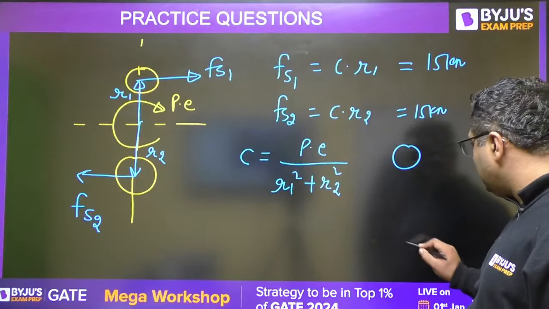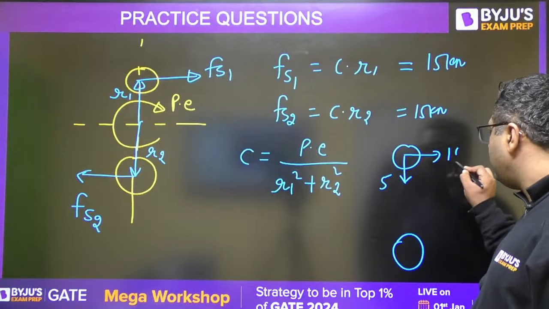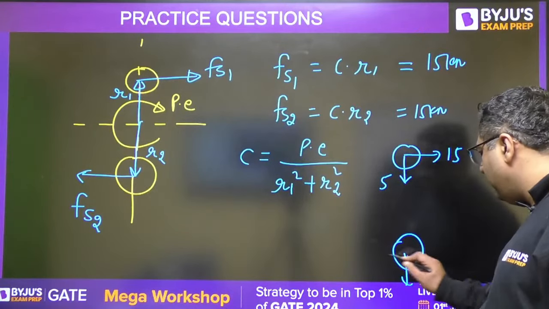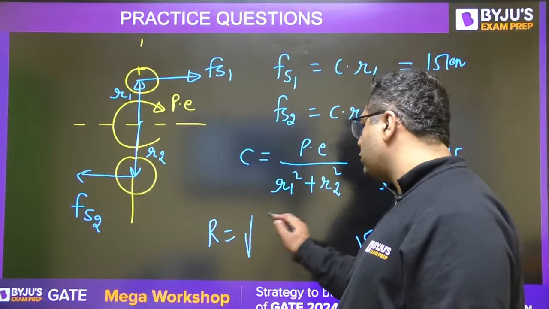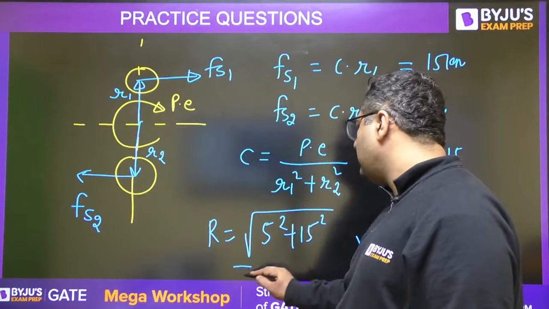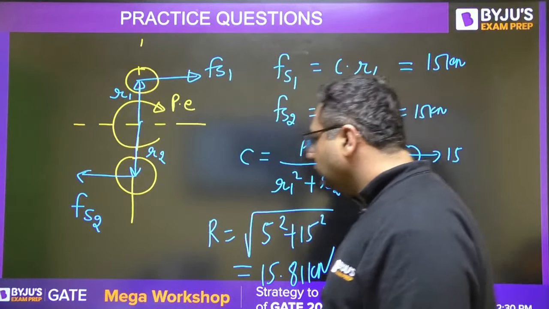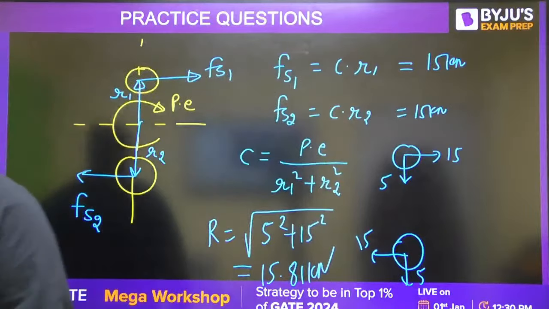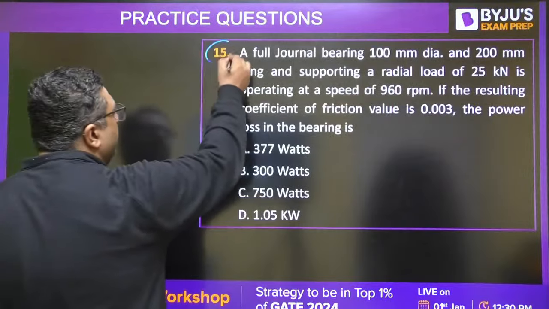Then, my dear, for both the rivets, we have 5 here and 15 here. The resultant would be the square root of 5 square plus 15 square. The answer would be 15.81 kilonewton. So now solve question number 15.